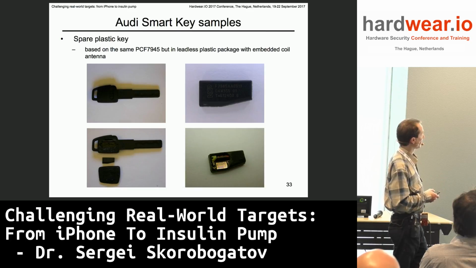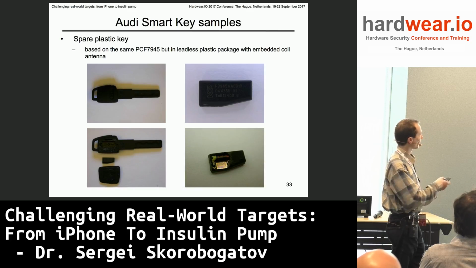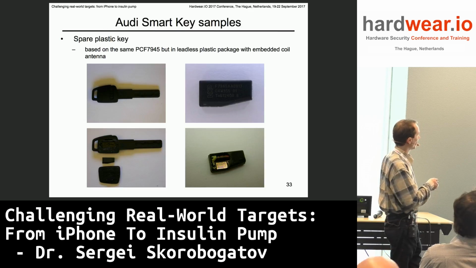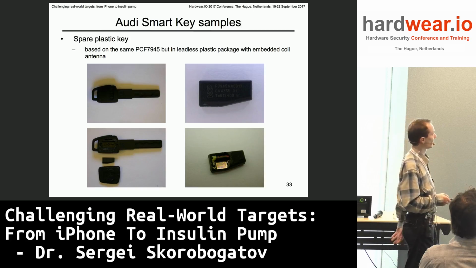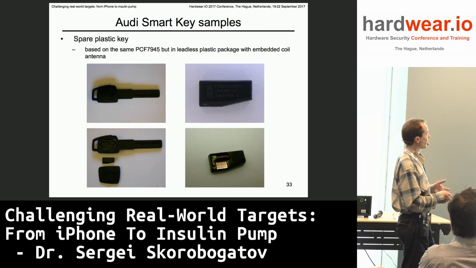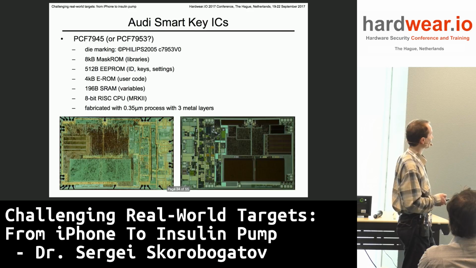And the key in question was the plastic spare key, so I also bought them on eBay and I looked inside, and it's not just the plastic. So inside there's a small leadless IC, and if you decapsulate this IC, this package, you will see exactly the same silicon die inside as in the normal key. So it has absolutely the same functionality. The only difference is obviously you don't have the battery, so you won't be able to remotely open the car, but you will still be able to start the engine.